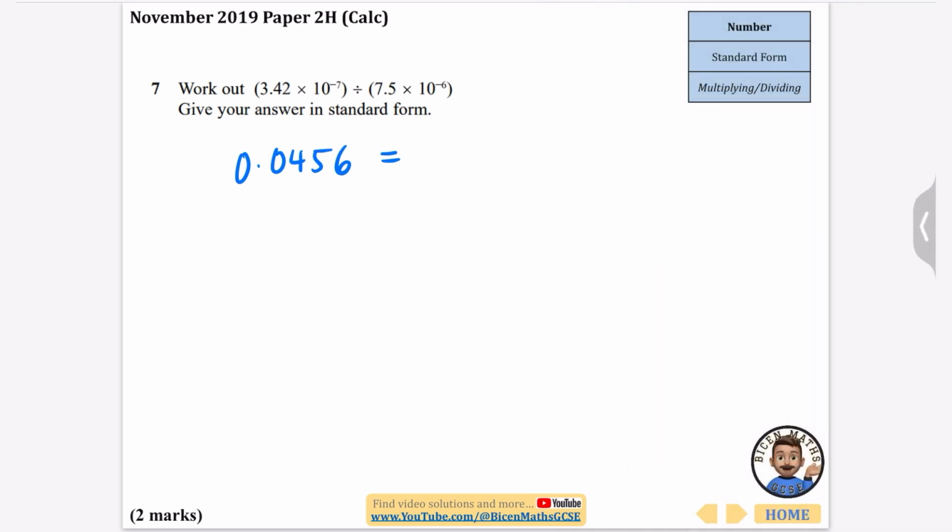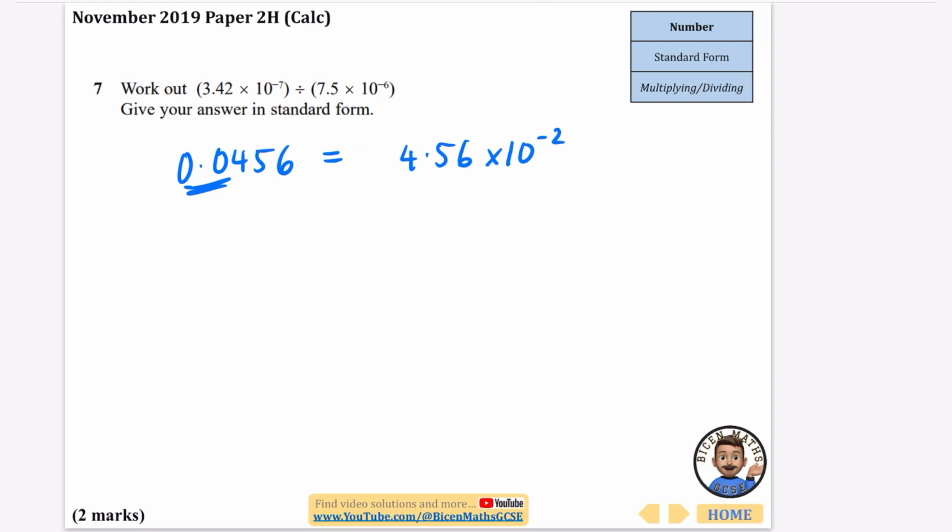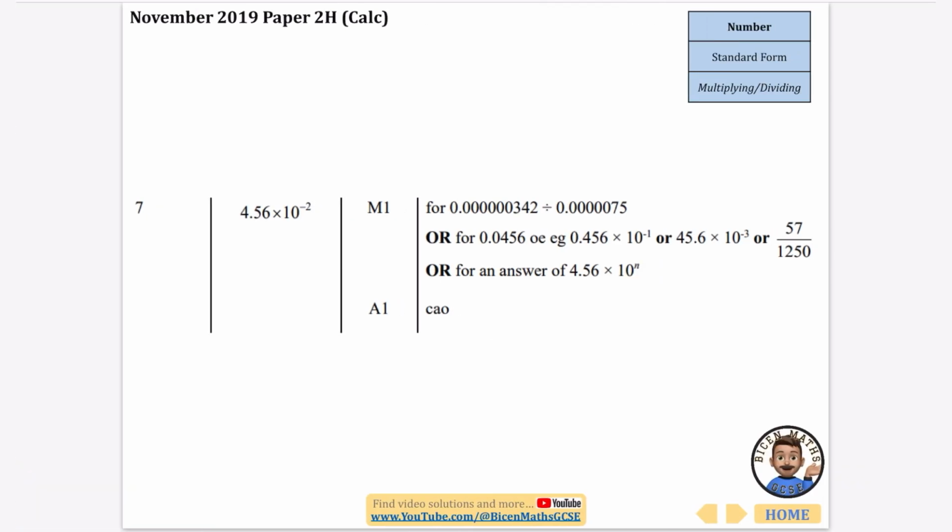So to put that in standard form, we know it's going to be a 4.56. And remember, with small numbers, you can do the shortcut and just count the zeros. So it's going to be a negative 2. So it's 4.56 times 10 to the power of negative 2, which is the answer we have.